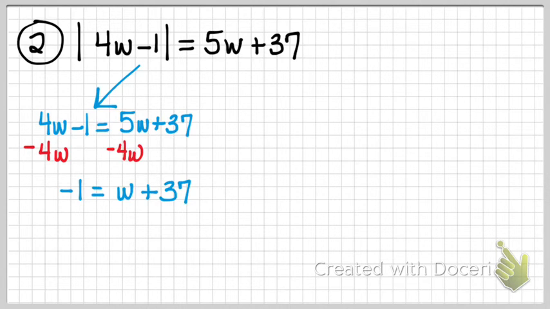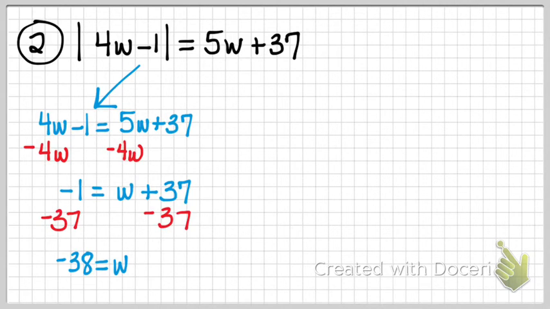So I subtracted the 4W. You could also subtract 5W though. You get the same answer. And then I'm going to subtract 37. So who got negative 38 for their answer? Negative 38 equals W. Is that what you all got? All right, we got to check it.